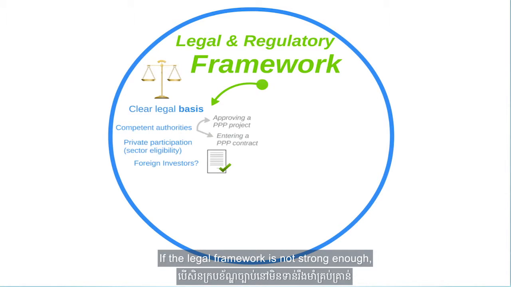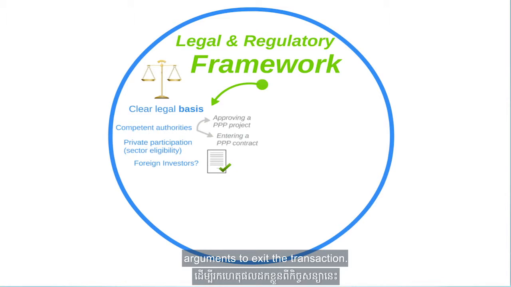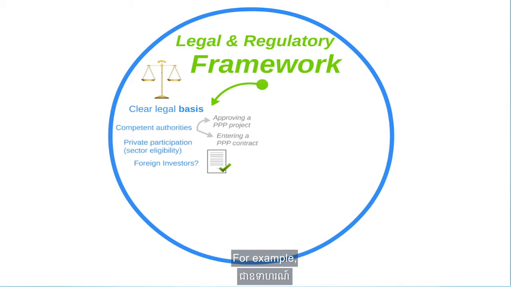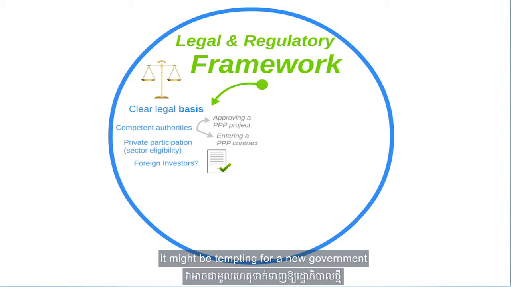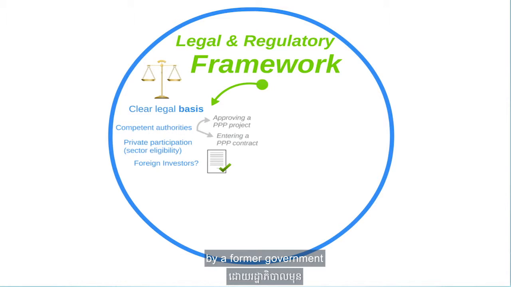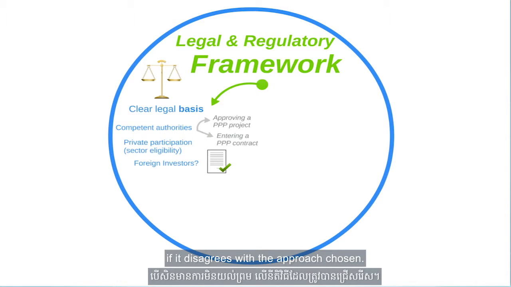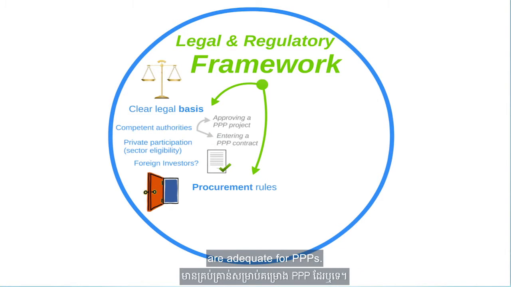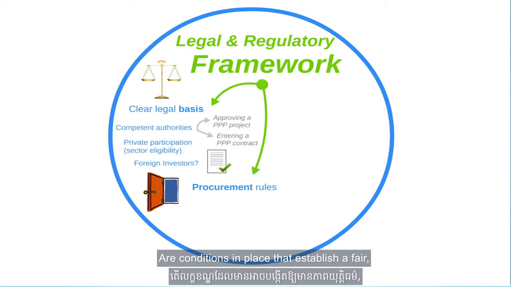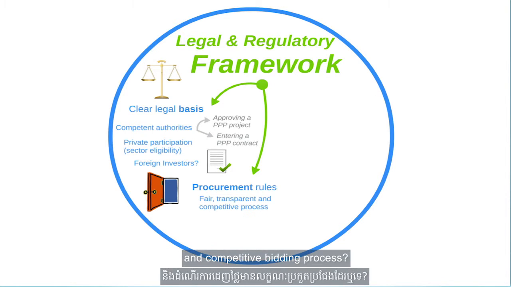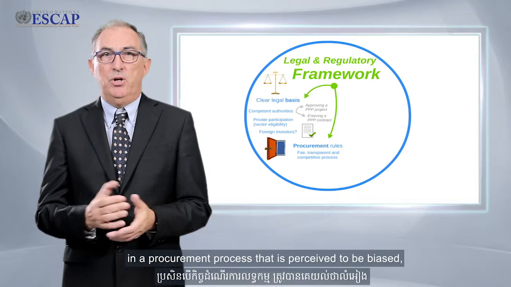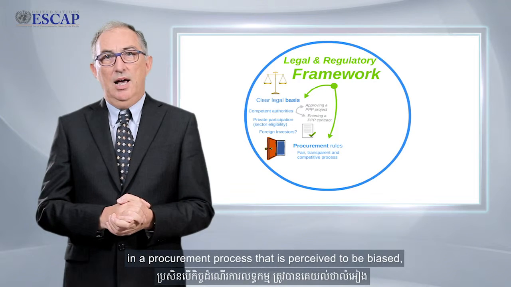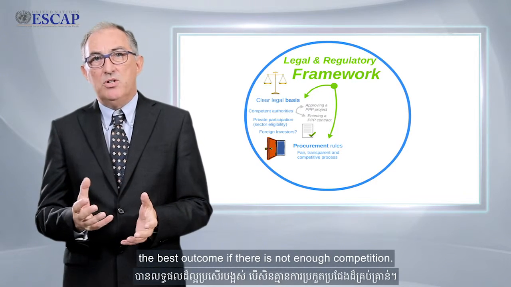If the legal framework is not strong enough, then parties willing to terminate a PPP contract might be tempted to use legal arguments to exit the transaction. For example, it might be tempting for a new government to renege on a contract that was approved by a former government if it disagrees with the approach chosen. Another issue regarding regulatory frameworks concerns whether procurement rules are adequate for PPPs. Are conditions in place that establish a fair, transparent, and competitive bidding process? The private sector will not participate in a procurement process that is perceived to be biased, and the government will not achieve the best outcome if there is not enough competition.